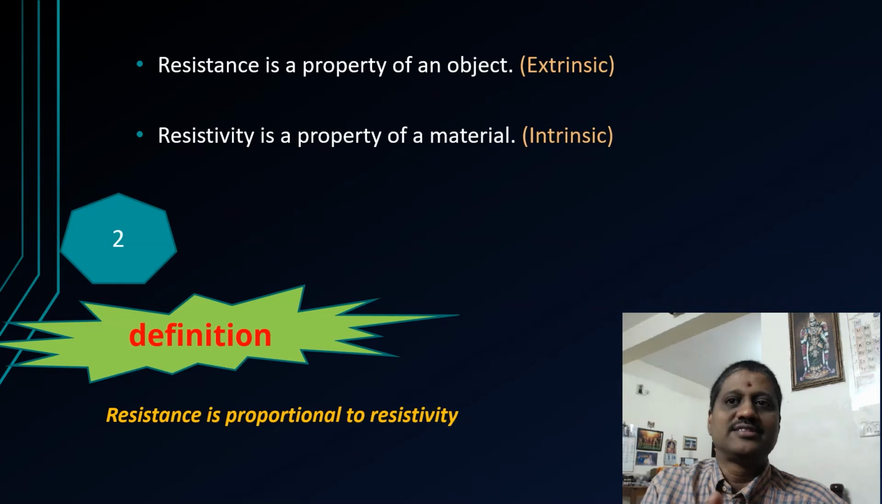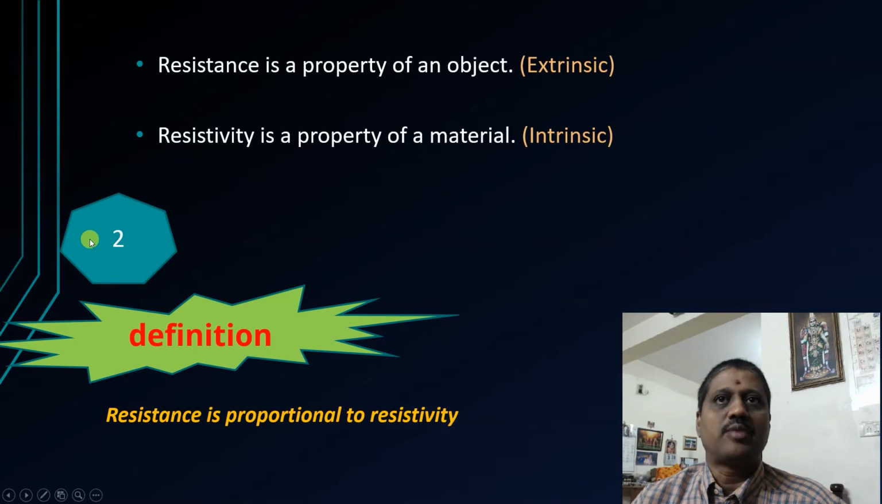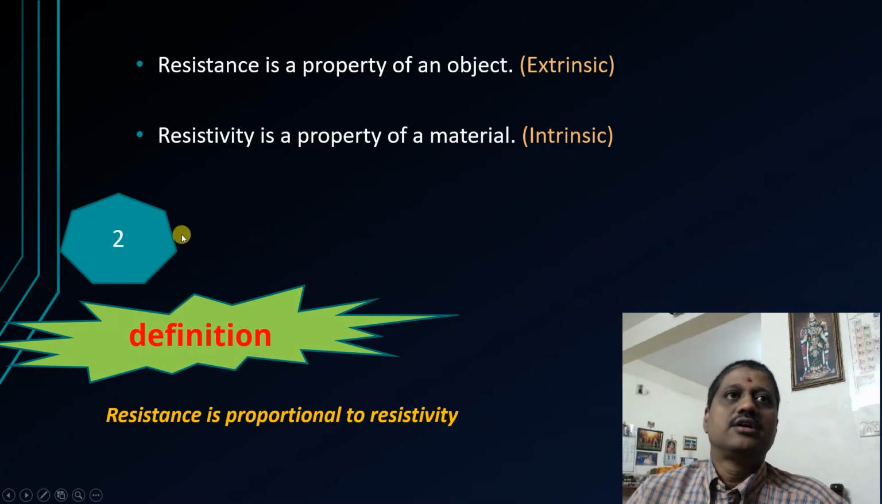It is like mass is equivalent to resistance, extrinsic. The resistivity depends only on the material, like density. So, resistivity is an intrinsic property, while resistance is an extrinsic property. That you have to understand. Resistance is a property of an object. Resistivity is a property of the material. That difference first you have to understand.